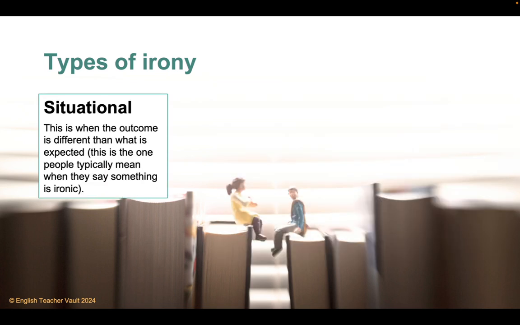Situational irony is what we are usually talking about when we just say irony and we don't have that adjective in front of it. This is when the outcome is different than what is expected. Now, this can mean just a twist or surprise, and sometimes that's what it is, but a lot of times irony has a little bit more complexity to that. Like maybe there is something a bit bizarre or a bit comical, even, about what has actually happened.